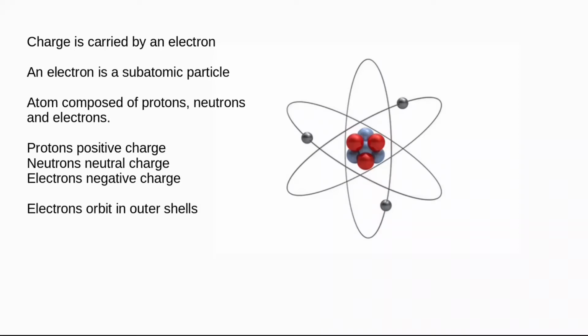The protons and neutrons comprise the center of the atom, while the electrons orbit on the outer side of the atom in what are called shells. So the electrons have a negative charge. The protons within the center of the atom have a positive charge. And neutrons, which also make up a component of the center of the atom, have neutral charge. So again, the atom is composed of protons, neutrons, and electrons orbit the outer shell, and the electrons essentially carry a negative charge.